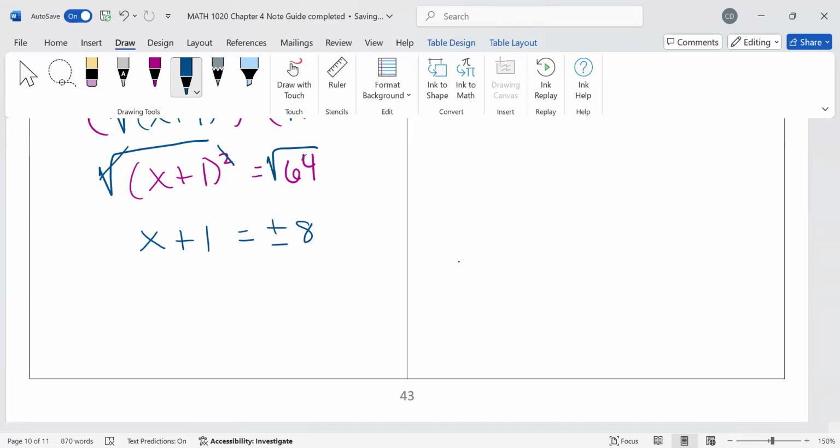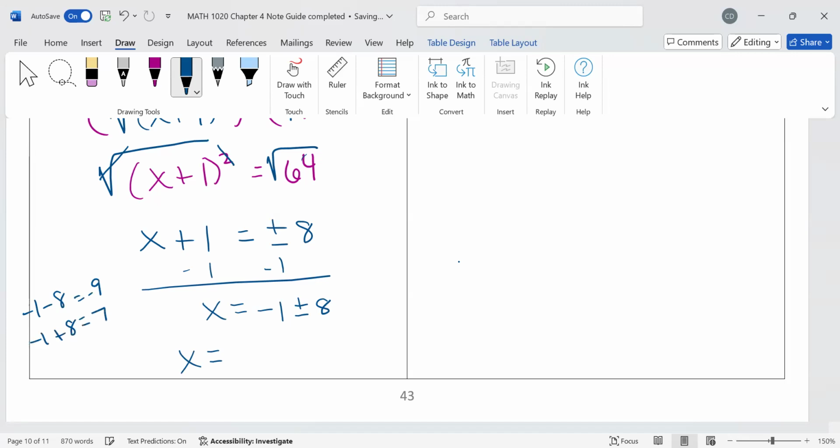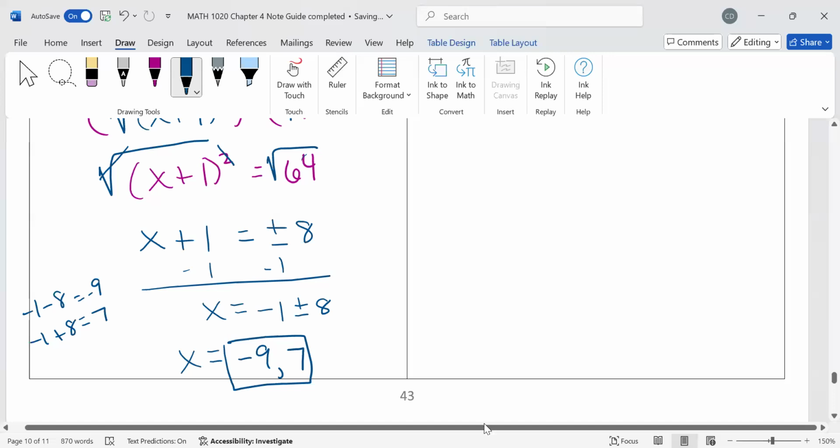From here, I need to get x by itself. So I'm going to subtract the 1. So x is equal to -1 plus or minus 8. So -1 minus 8 gives me -9. And -1 plus 8 gives me a +7. So the two solutions are -9 and +7.